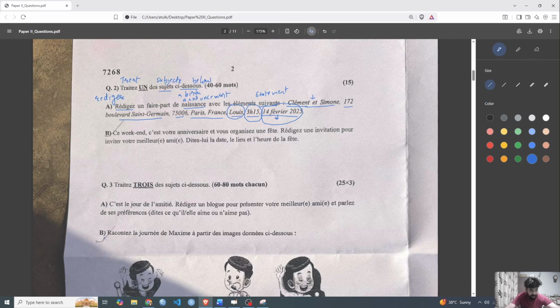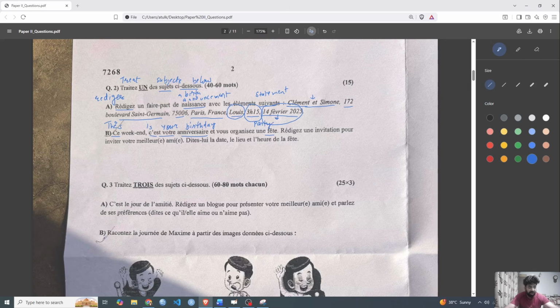Okay, let's read the next one. It says this weekend. So basically it says, this weekend is your birthday. So anniversary is birthday. This weekend is your birthday, and you organize a fete, so basically a party. So this weekend is your birthday and you are organizing a party. This is what it says.